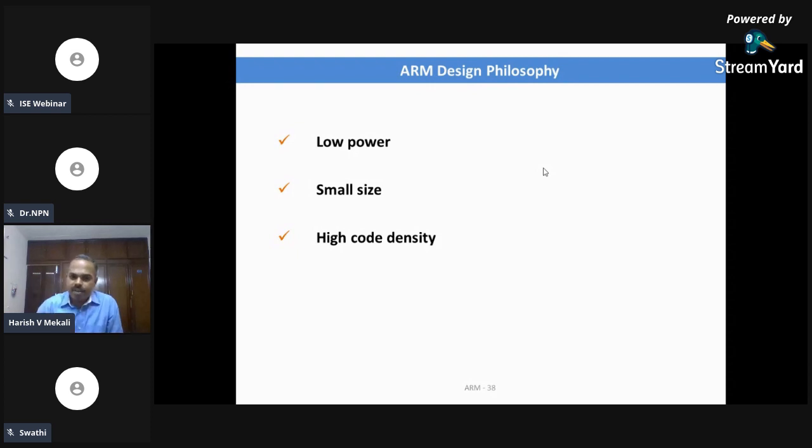Then there is an important part called high code density. This is what made ARM unique compared to other low power controllers or processors. ARM has this concept called thumb mode and ARM mode. There are two modes in ARM. Whenever we want to execute a simple operation, like addition of two numbers, subtraction of two numbers, very simple operations like AND operation, OR operation, we can do those things in the thumb mode. Thumb is actually a 16-bit mode in ARM. ARM is actually a 32-bit mode.